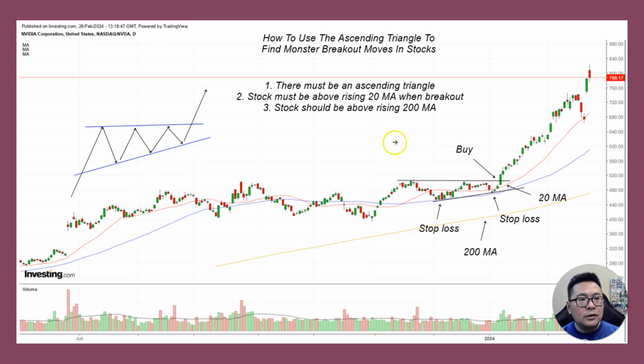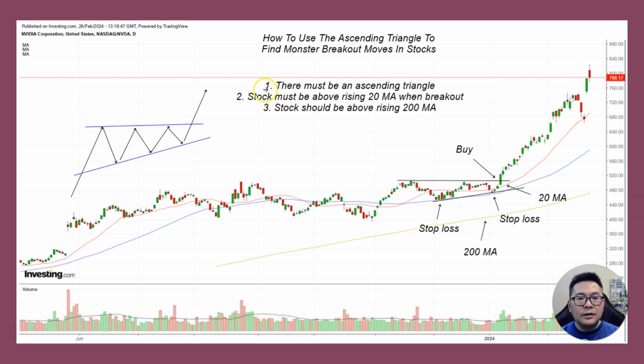So we have a stock chart of NVIDIA here. Just look at how the stock went from about 500 to about 800 in just a matter of a couple of weeks. Okay, about maybe 6 to 7 weeks, which is quite a fast gain.